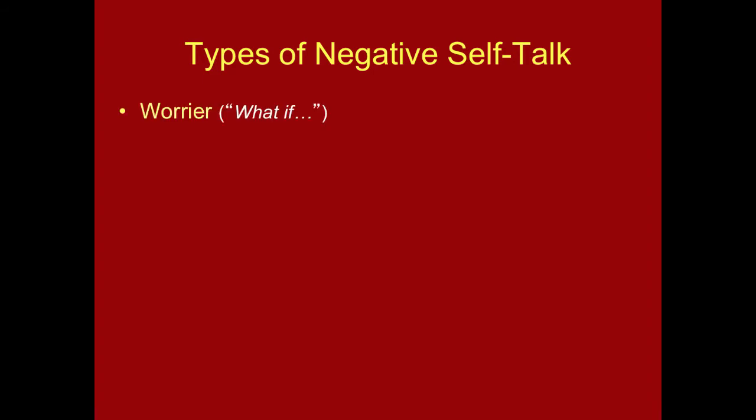The worrier. The worrier tends to engage in negative self-talk that starts with, what if? What if the worst possible situation happens? Such as, you fail a test, and your immediate thoughts go to, what if I fail this course, go on academic probation, get expelled from college, and never land my dream career?